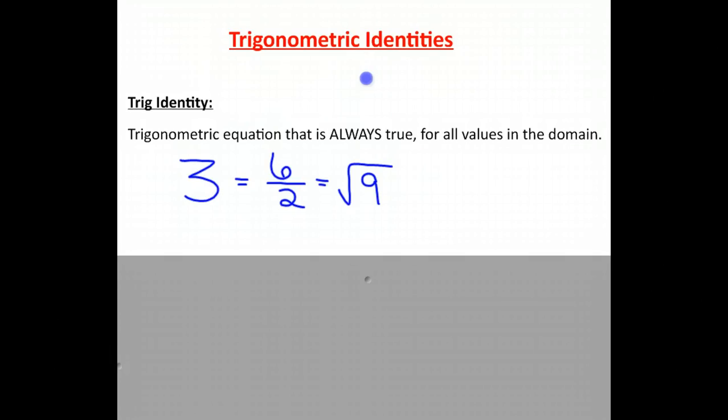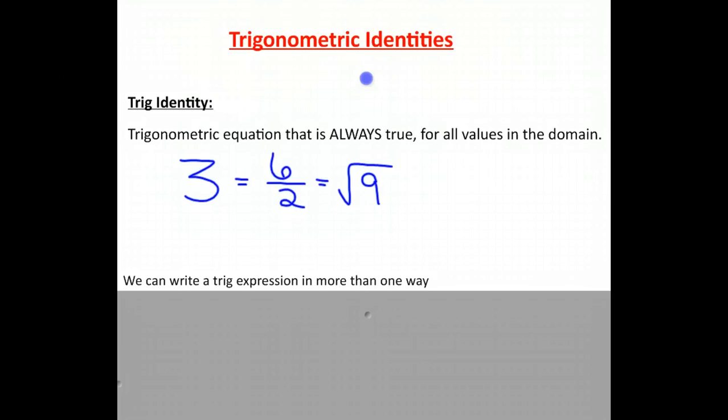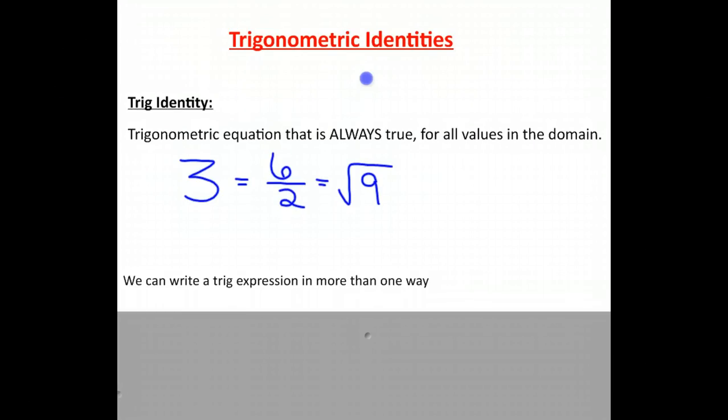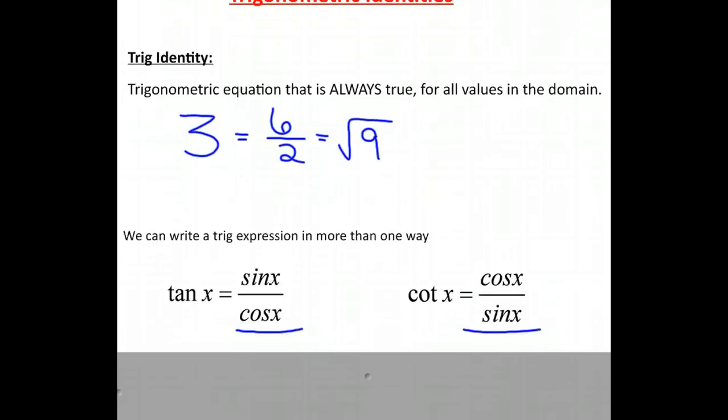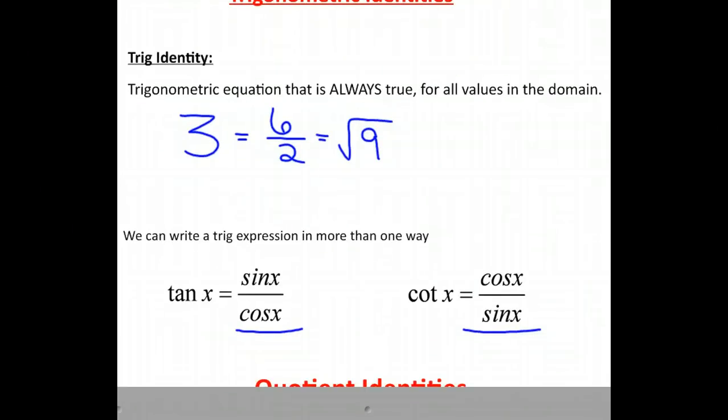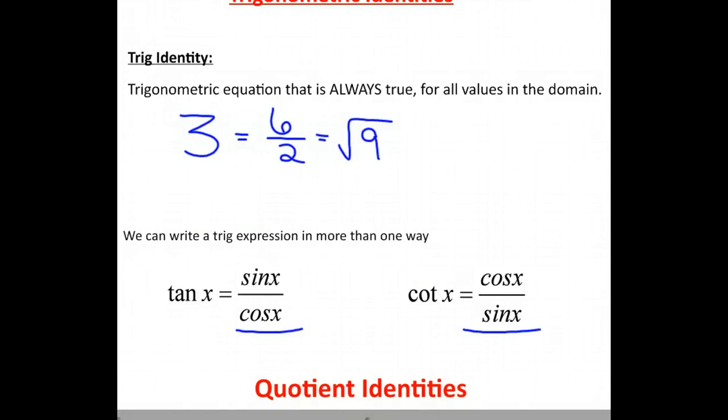Similarly, we can write trig expressions in more than one way. One example of this that you've already seen is the tangent function and the cotangent function. We know that the tangent of x can be written as the sine of x divided by the cosine of x. And we know that the cotangent of x can be written as the cosine of x divided by the sine of x. This is why you will sometimes hear these two equations referred to as the quotient identities. Quotient is a word associated with division, and we're expressing two of the trig functions, tangent and cotangent, as quotients.